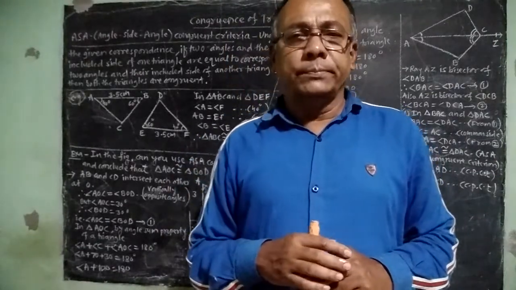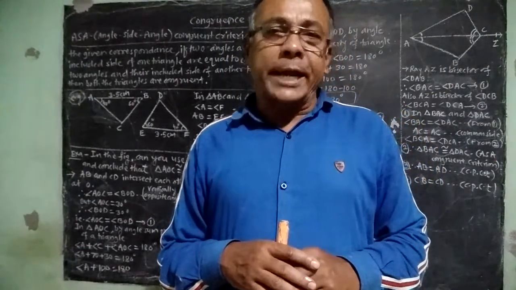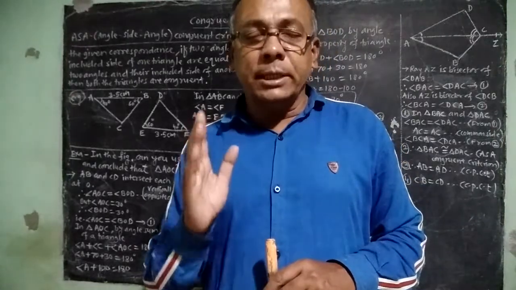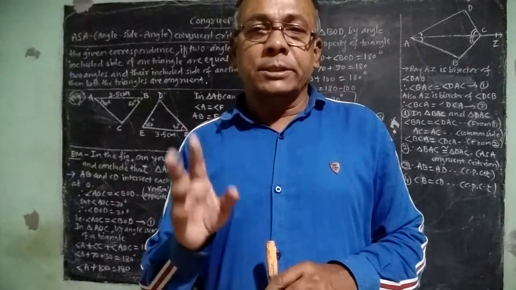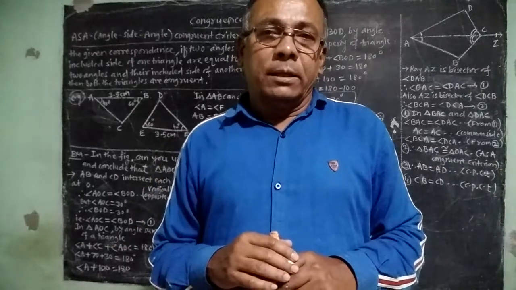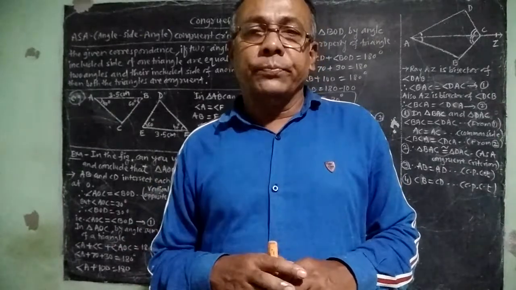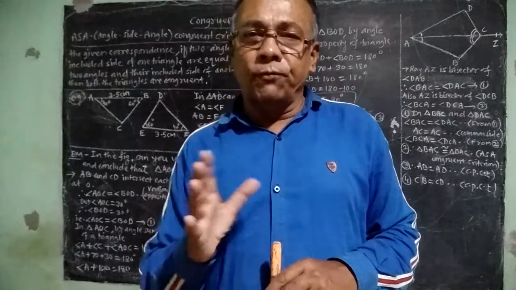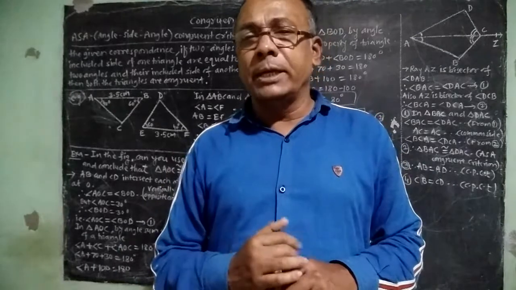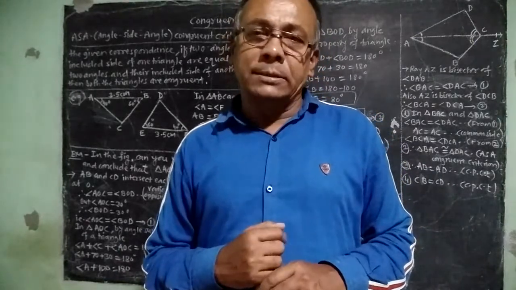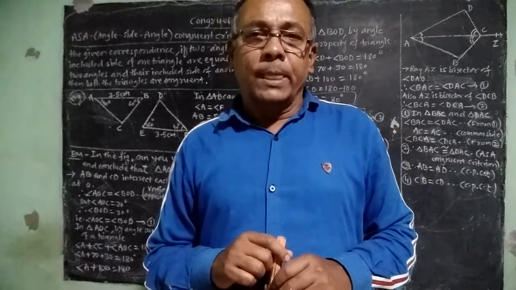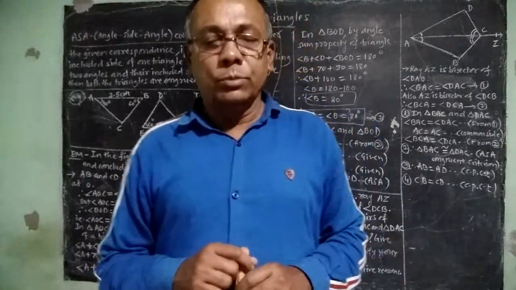Also, we have studied one more criteria, that is known as SSS criteria. SSS criteria means side-side-side criteria. This criteria states that if three sides of one triangle are equal to corresponding three sides of the another triangle, then both the triangles are congruent to each other according to SSS congruence criteria.